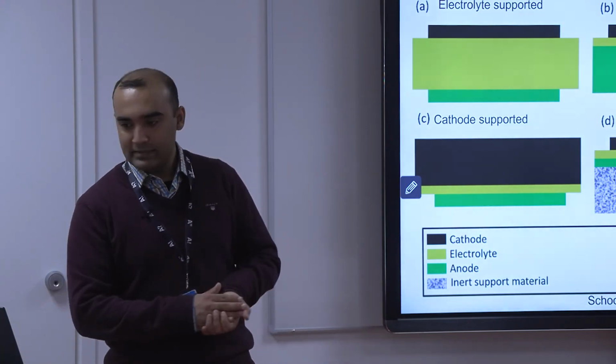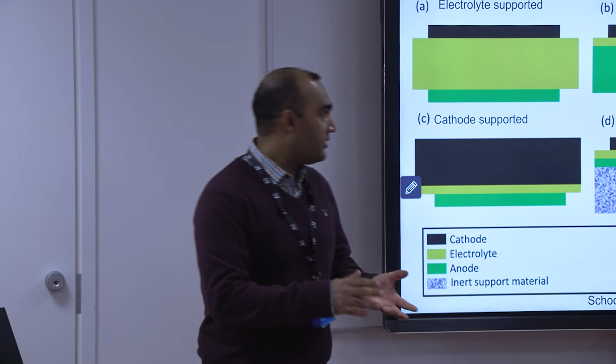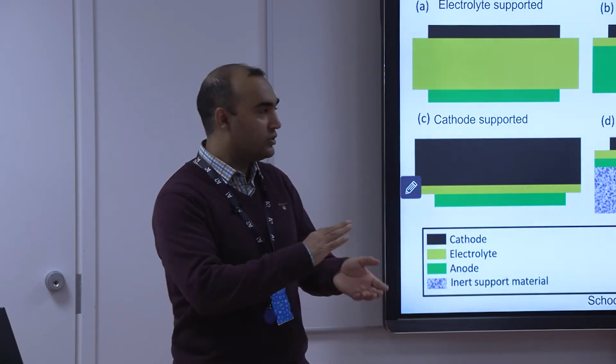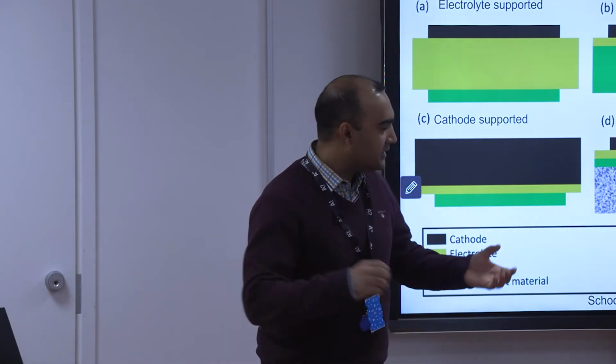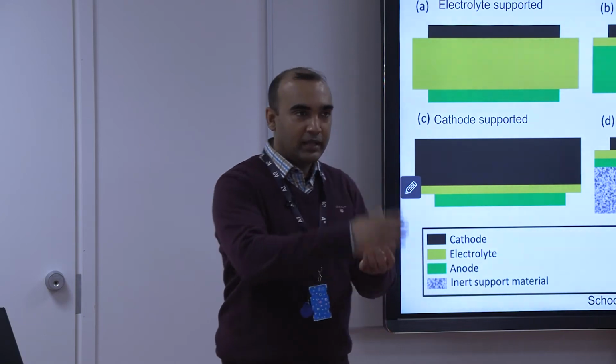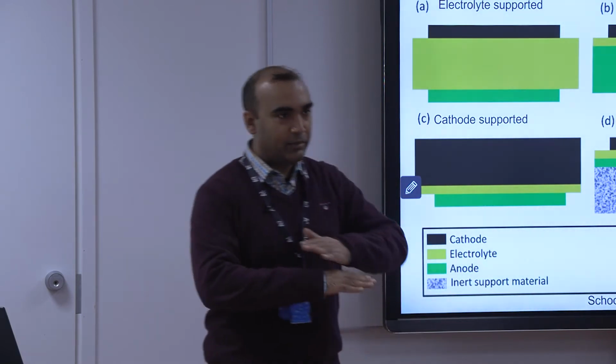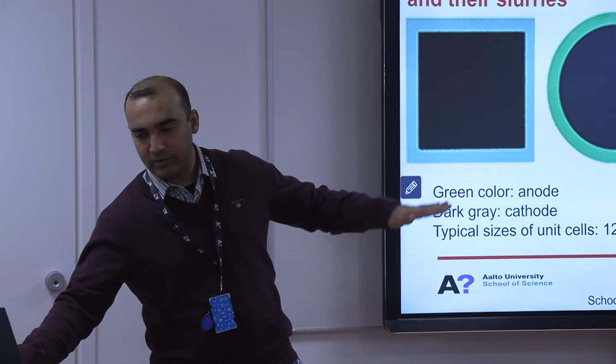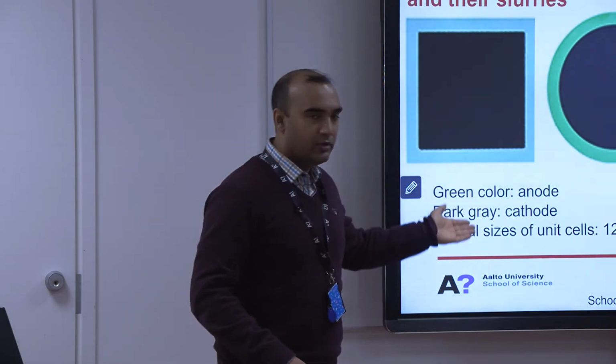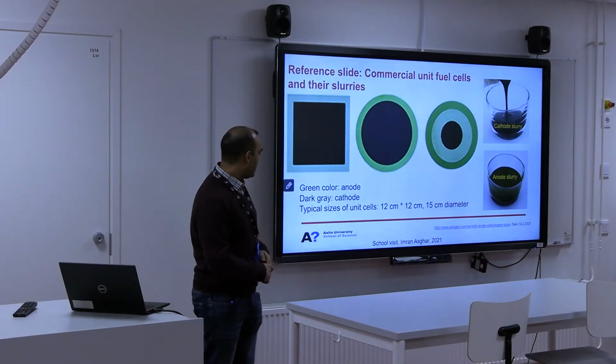And then cells can be in different structural configurations. They can be made in tubular structures, like this kind of tubular structures, where one gas is flowing in the middle and the other on the outer surface, or they can be planar structures, like these kind of planar structures. So these are typical fuel cells, how they look.